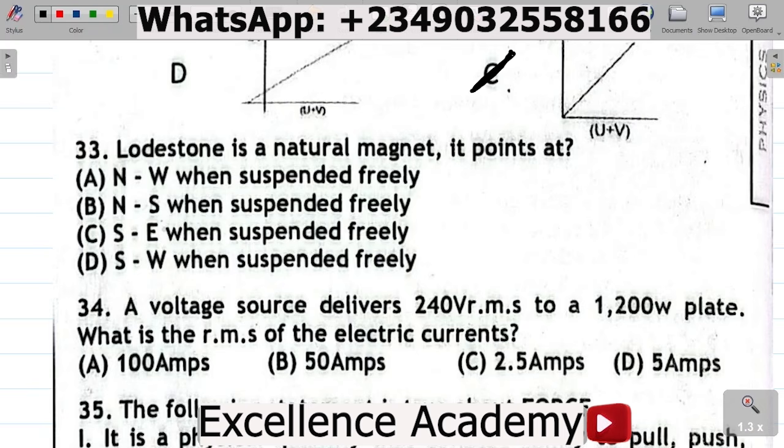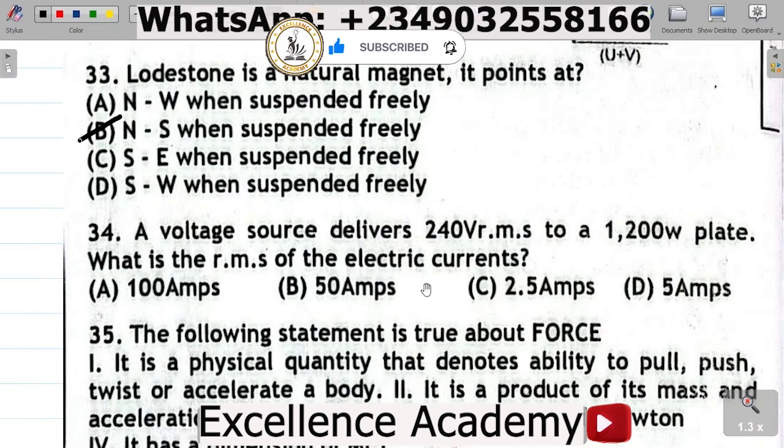You want to note that lodestone is a piece of iron that acts as a magnet. And since it's a piece of iron that acts as a magnet, usually it will point north-south when suspended freely. So the correct answer here is B, north-south when suspended freely. That's the correct answer. Okay, next up, question number 34.